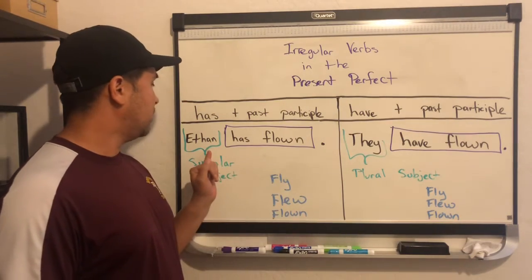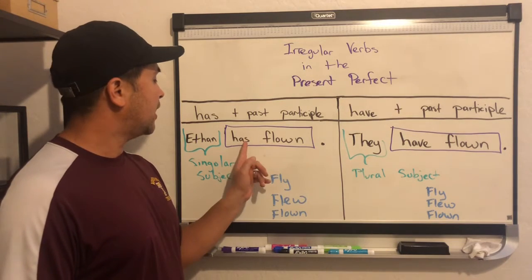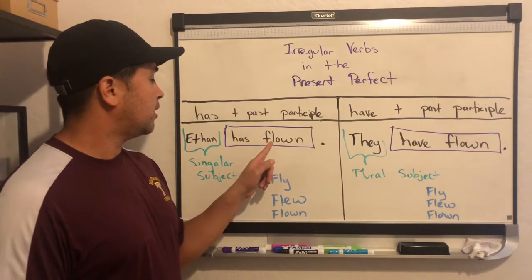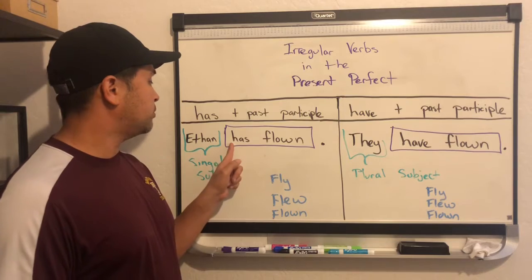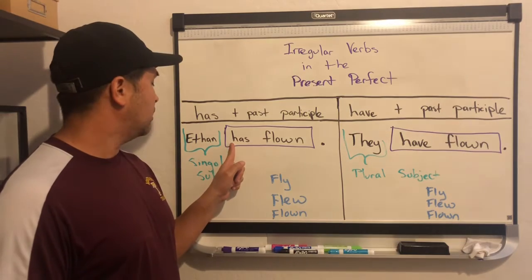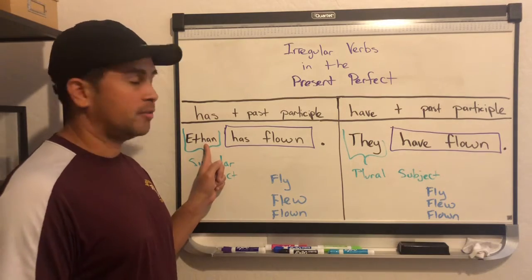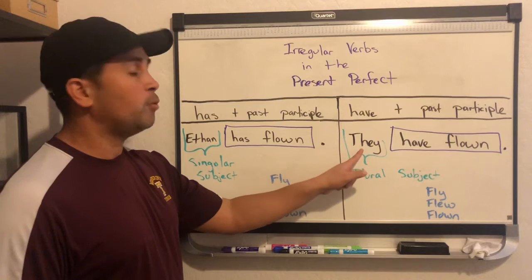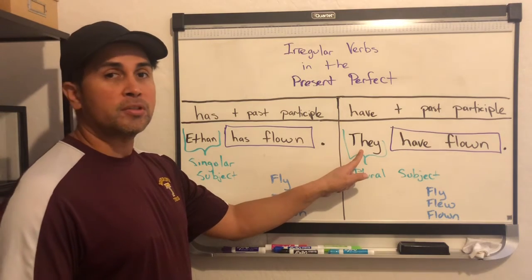For example, Ethan has flown is the sentence. I have to make sure I use has or have and the past participle. I'm showing you here that I have to choose the word has because my subject is 3rd person singular. Okay, Ethan has flown. Now I have a pronoun here that represents 3rd person plural.